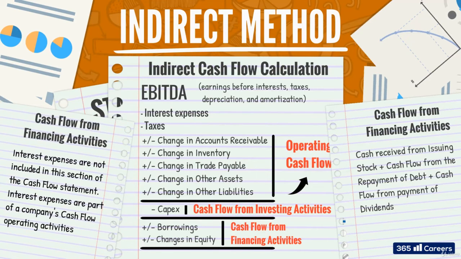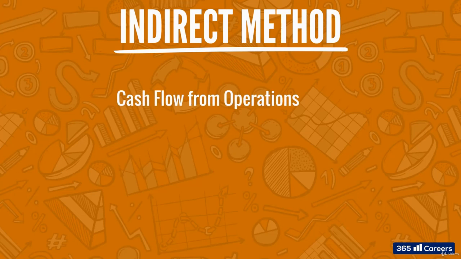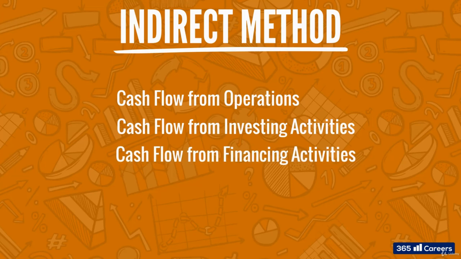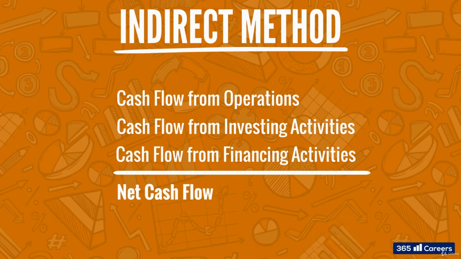Even though interest expenses are closely related to financing activities, they are not included in this section of the cash flow statement. Interest expenses deriving from debt are part of a company's cash flow from operating activities. And again, similar to what we saw for the direct method, net cash flow is equal to the sum of the three types of cash flows. This is how we calculate a company's cash flow using the indirect method. In our next lesson, we'll show you how all these operations are done in practice.